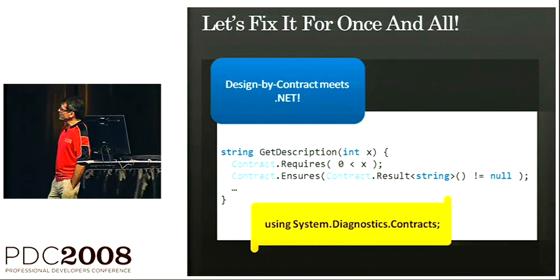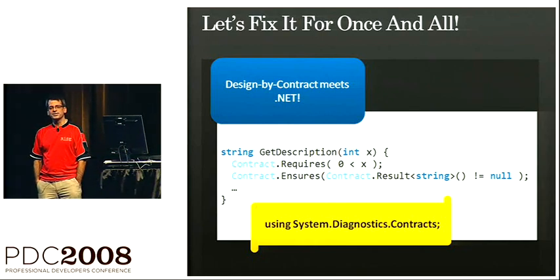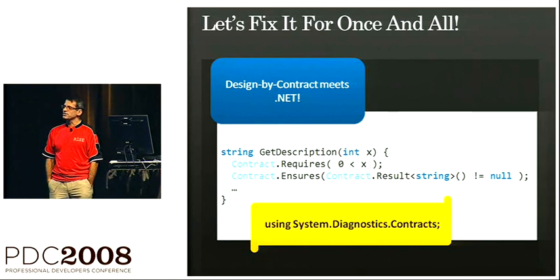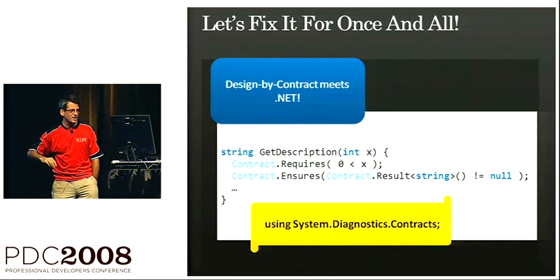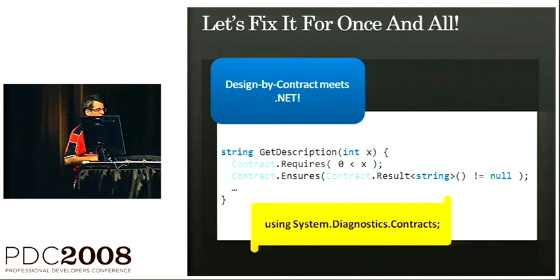These contract methods are available inside of the new namespace, System.Diagnostics.Contracts. In the CTP you have on the hard drive that you've all been given, the name of the class is actually a little bit different. It's called CodeContract, but in the final release it will be Contract, and I'm going to use that for the rest of the talk.